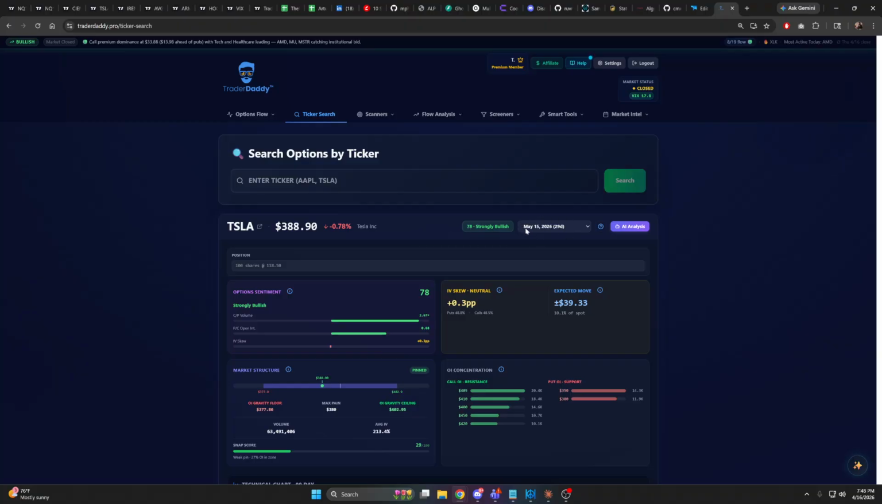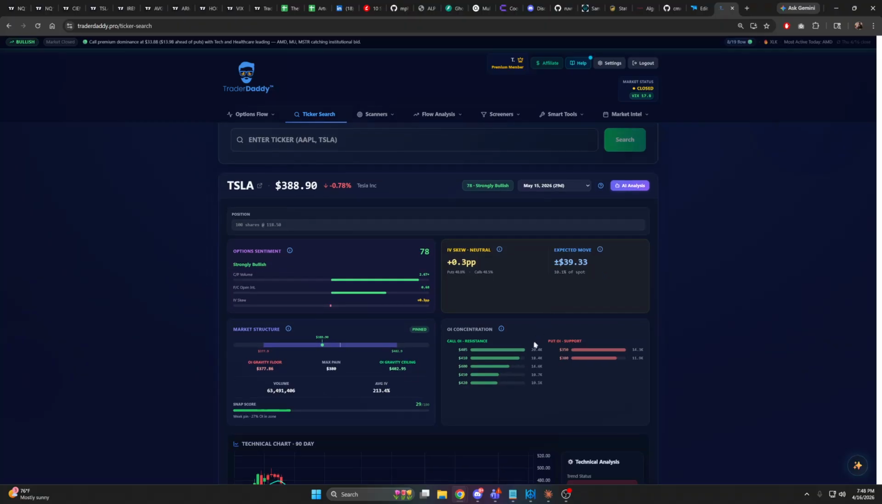So for this particular expiration date, which is next OPEX, so not the one that's tomorrow, but for May, we are solidly bullish on continuation for Tesla. We have an expected move of plus or minus about $40 until then. So that just shows you that Tesla can go a lot higher. We give you the call walls and put walls. So based on open interest, the resistance, and the support.